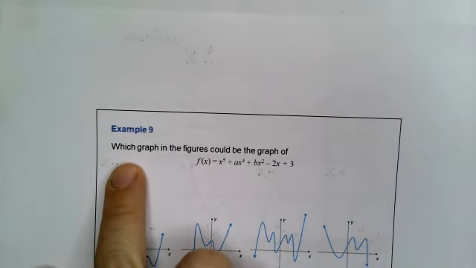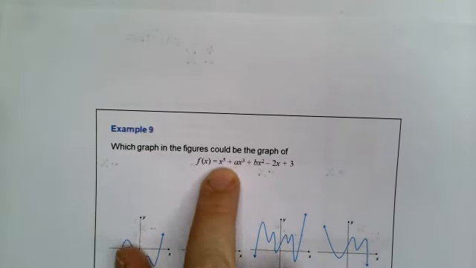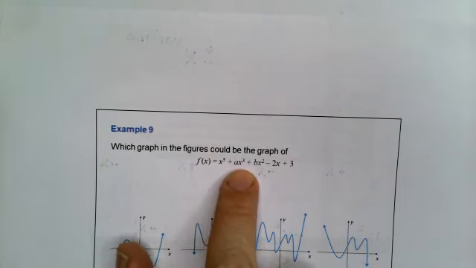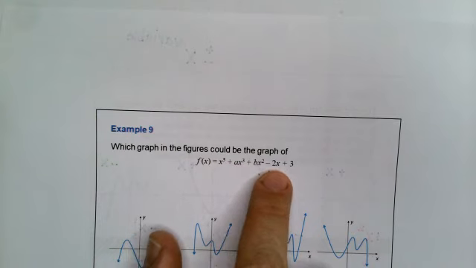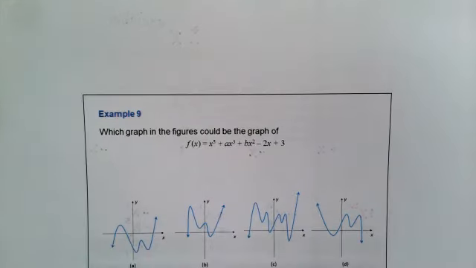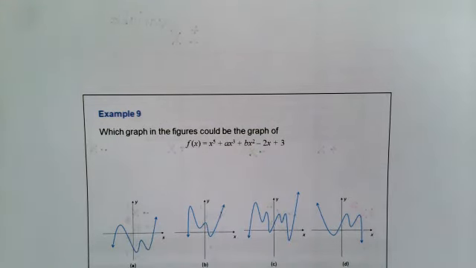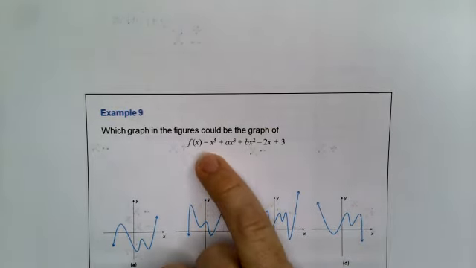So let's apply this. Which graph in the figure could be the graph of f of x equals x to the fifth plus ax to the third plus bx squared minus 2x plus 3? So because we have that a and that b, we can't technically just put it into Desmos, right? Desmos doesn't like us to have a's and b's. But you know enough, right? You can find the power symbol, right? It's x to the fifth.